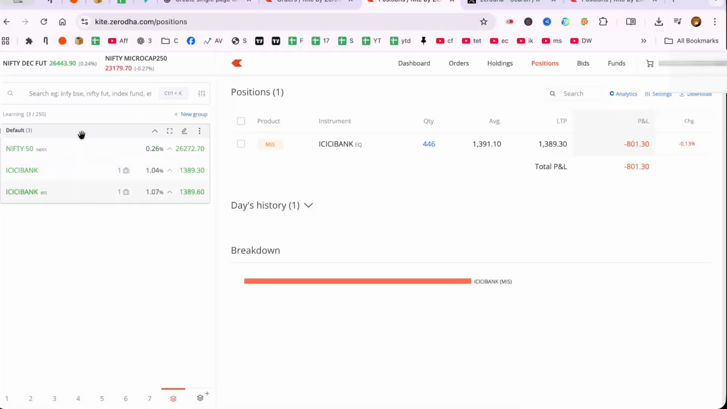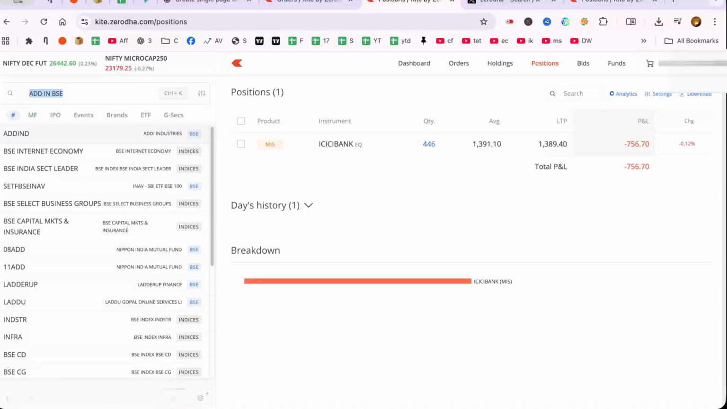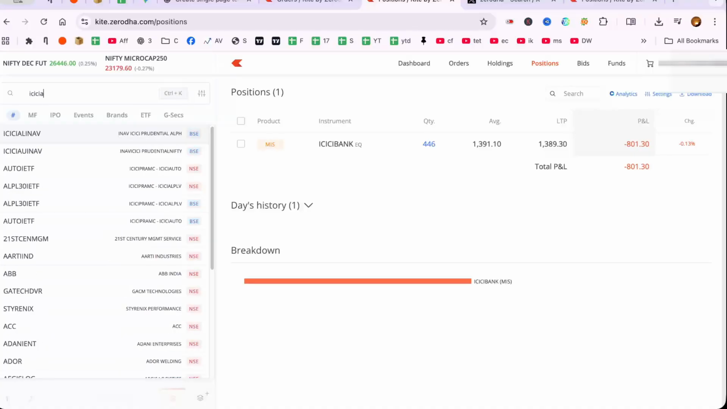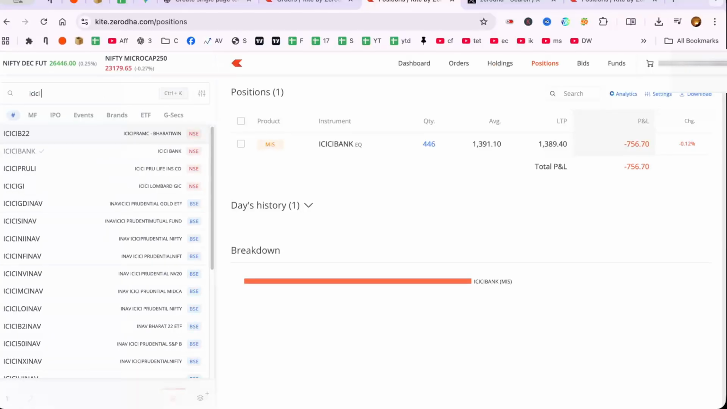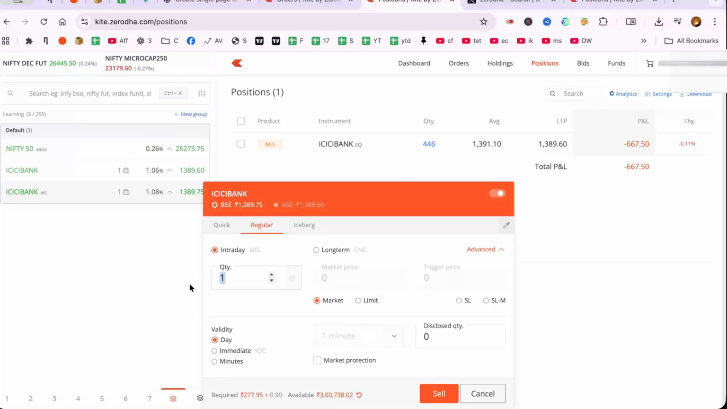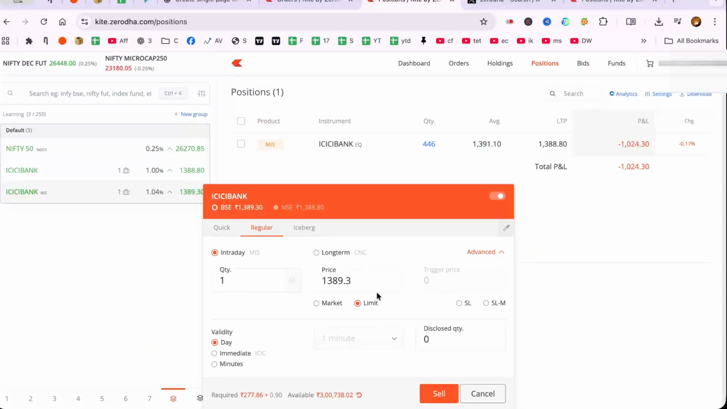Place new sell order on BSE. Go to your holdings or positions in Zerodha Kite. Select the same stock you wish to sell. When placing the new sell order, look for the exchange option, usually visible near the quantity and price fields. Change the exchange from NSE to BSE. Execute. Place the sell order at the desired price on the BSE exchange.